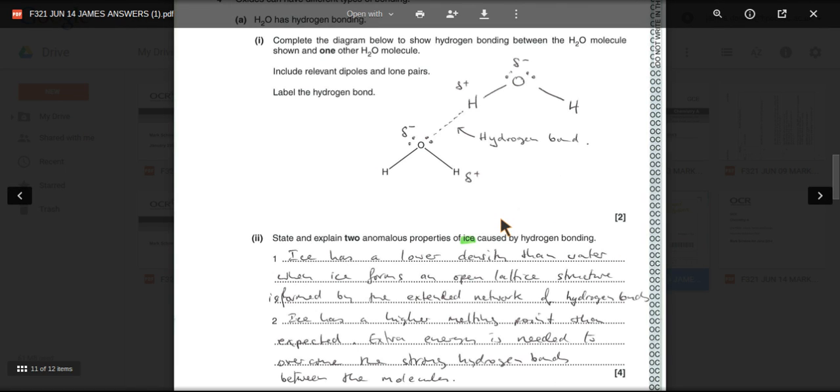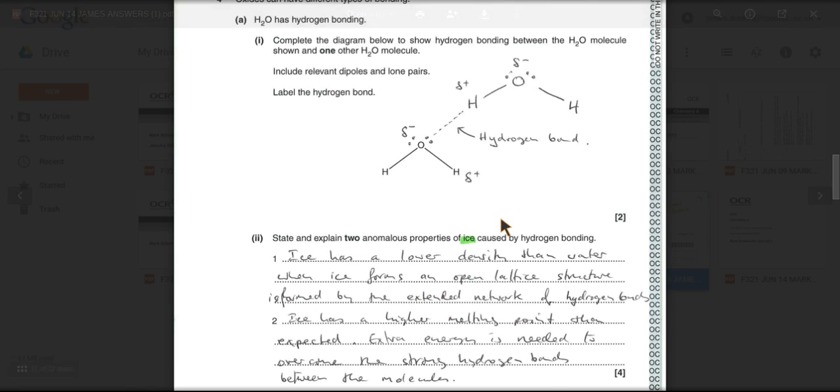Question 4 is about bonding, and it's a classic hydrogen bonding question at the start. So we've got to complete the diagram to show hydrogen bonding between two water molecules. And it does say include relevant dipoles and lone pairs, label the hydrogen bond.